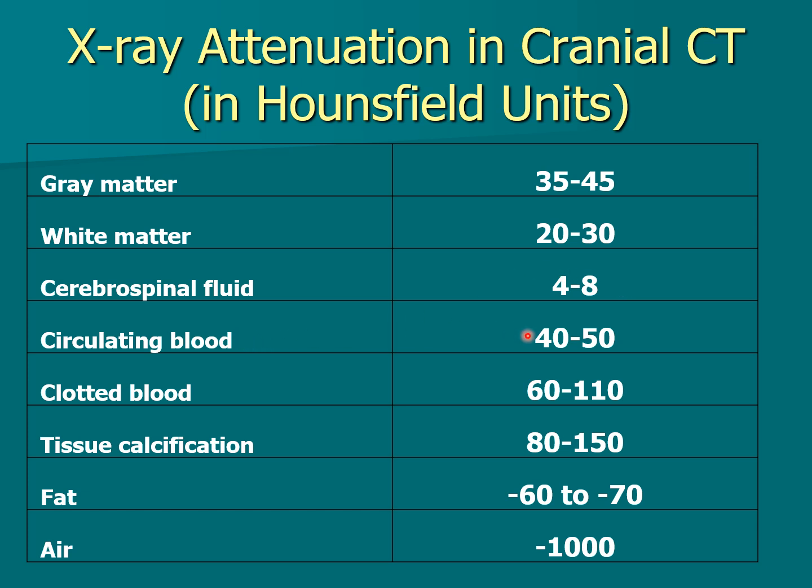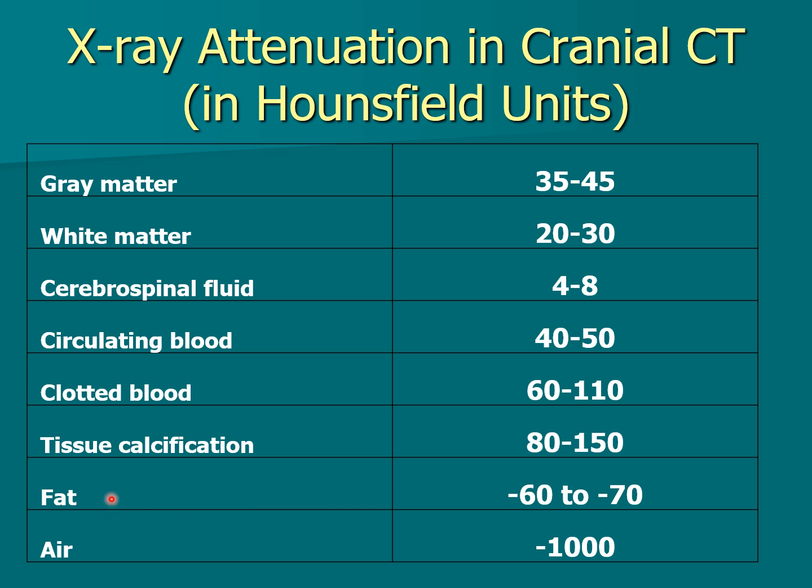Circulating blood is 40 to 50, whereas clotted blood or blood that's bled out is 60 to 110, and that's why we don't want to give contrast, or we don't need to give contrast if we're looking for a bleed. That clotted blood will show up dense itself, almost as dense as contrast material. Tissue calcification, well, any kind of calcification can be very calcified or not so calcified. So this is just some general numbers for that.